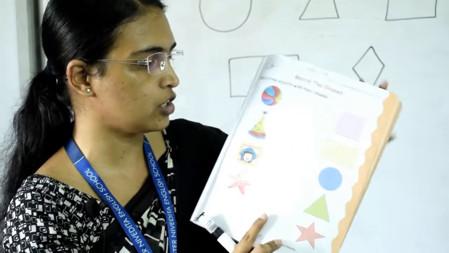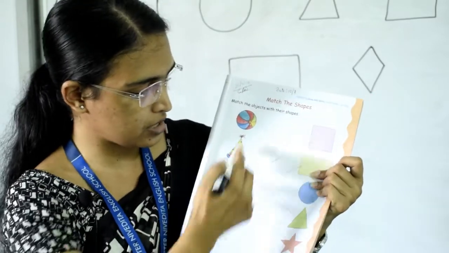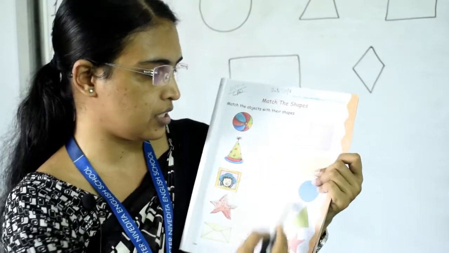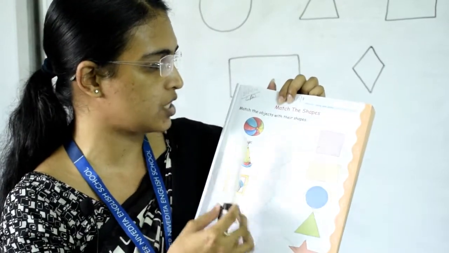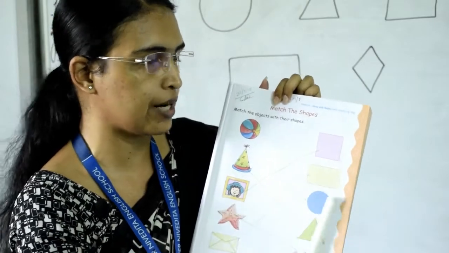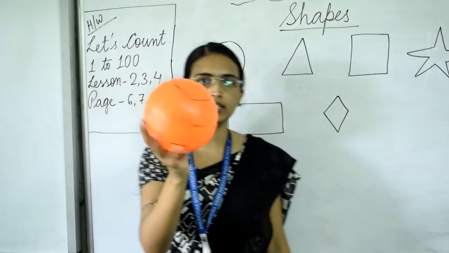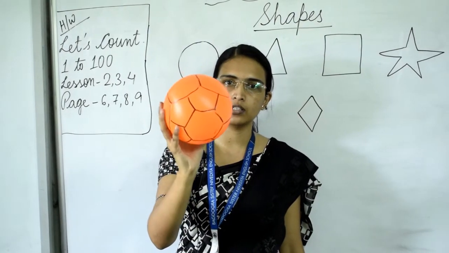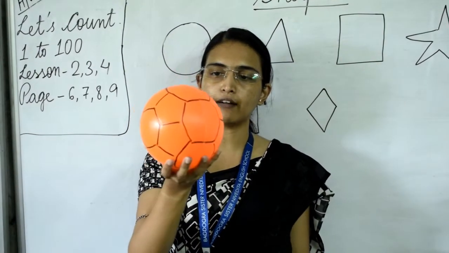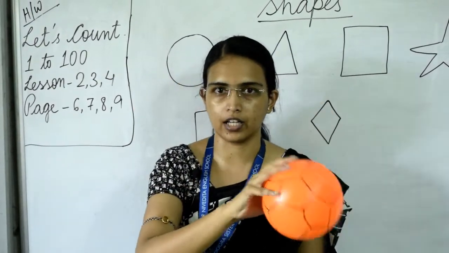Now turn the page. Come to the next page. Now look. Here are some things and there are some shapes. So what you have to do, you have to match these objects with their shapes. Suppose this one. What is this? This is a ball. What is the shape of this ball? Circle. So we have to match this ball with circle. Okay.